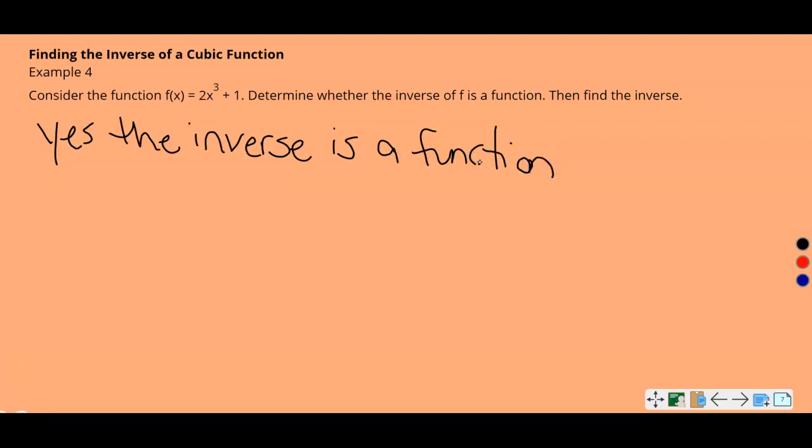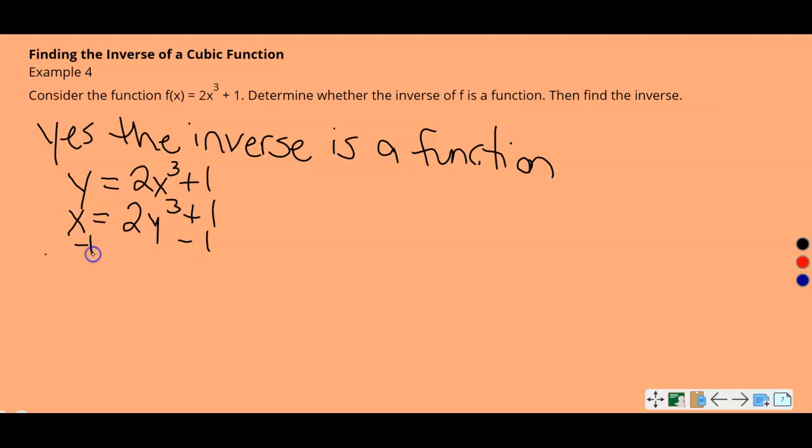And then it says find the inverse. So let's go ahead and find the inverse. First, we're going to write this as y equals 2x cubed plus 1. So I substitute the f of x with y. Remember, it's just two different ways to write the same thing. F of x is just function notation. But when we're finding the inverse, to switch x and y, it's just easier to have a y. So we're going to switch x and y, and then we're going to have x equals 2y cubed plus 1. And then we solve for y.